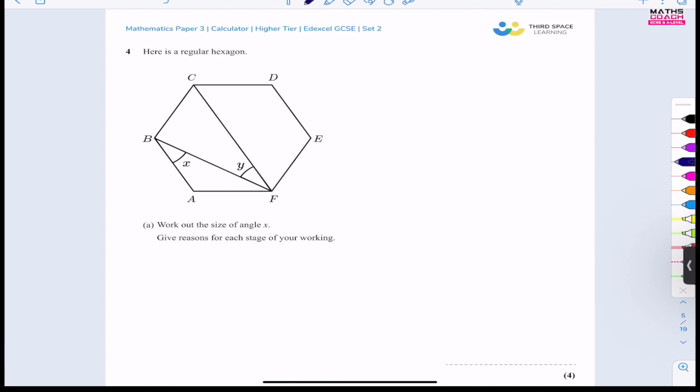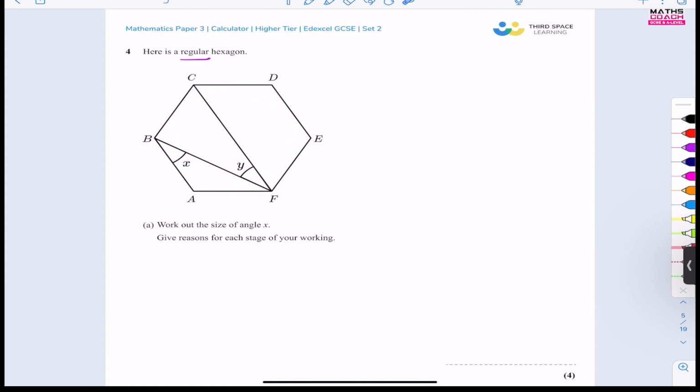Question number 4. Here is a regular hexagon. Work out the size of angle x. Give reasons for each stage of your working. So we want to find this angle right here. What does the word regular mean? Regular means that all the sides and all the angles inside our hexagon are the same. That means this side here is the same as this side, this, and this. And also this angle here is the same as that, same as that, same as that. All of these are equal.